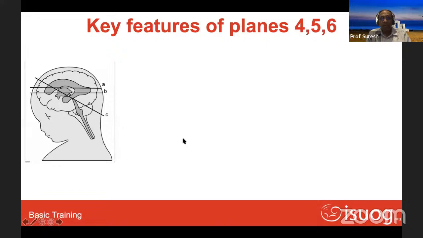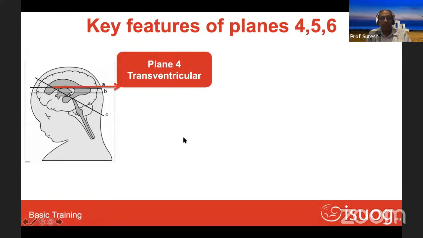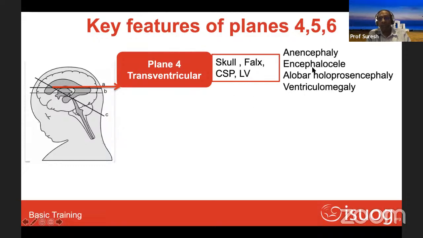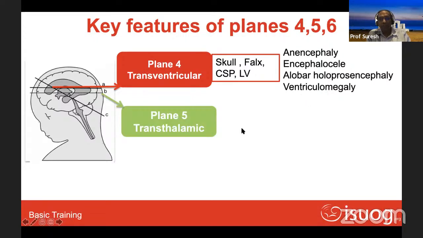So what are the key features of planes 4, 5, and 6? Plane 4 is the transventricular plane. We look at the skull, falx, cavum septum pellucidum, and lateral ventricle. We can identify anencephaly, encephalocele, alobar holoprosencephaly, and ventriculomegaly.